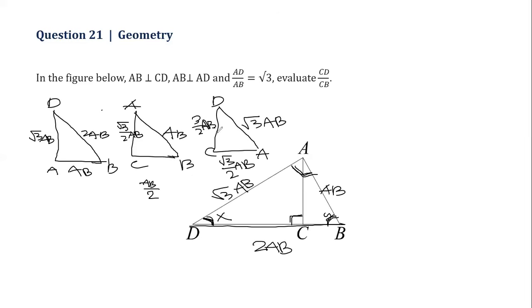So we have AB. We have AB. This square root of 3 AB. So are you guys still following or are there questions or clarifications?